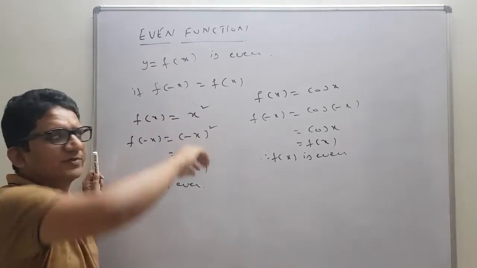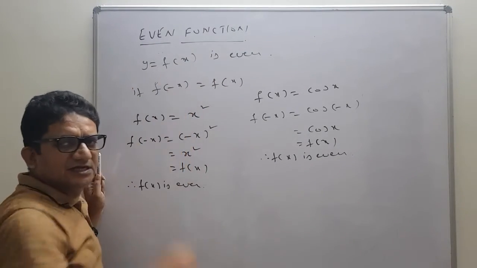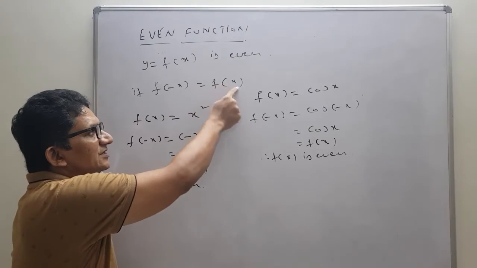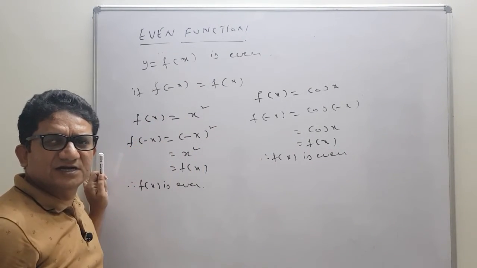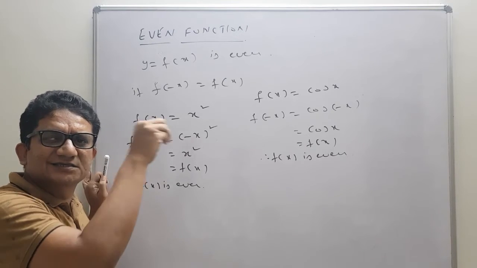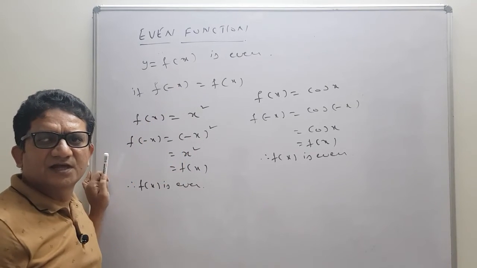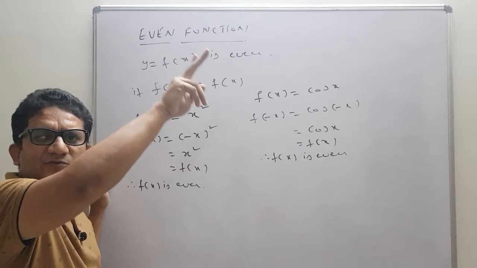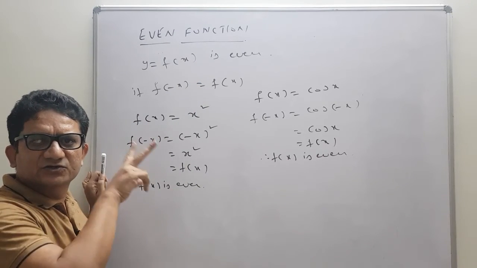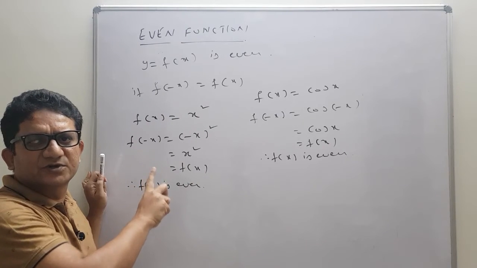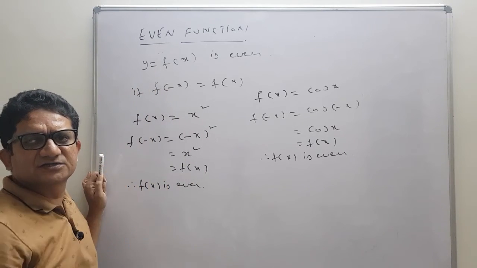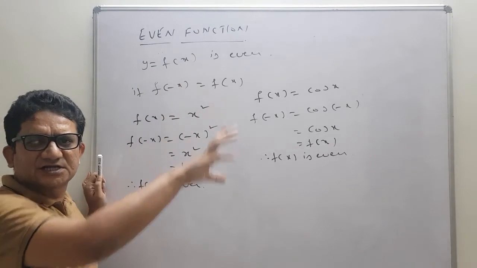Suppose 1 is in its domain, then f of minus 1 and f of 1 are both the same. The meaning of that is, when x is minus 1, the y value, and when x is 1, the y value, are both the same. So we are giving two different inputs, positive and negative, but the output y is always the same. Such functions are even functions.